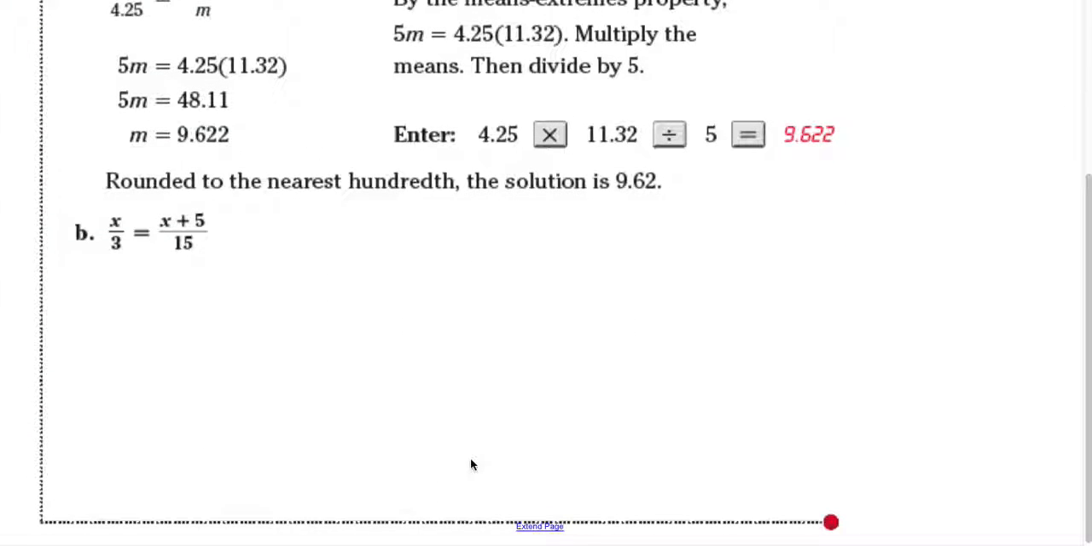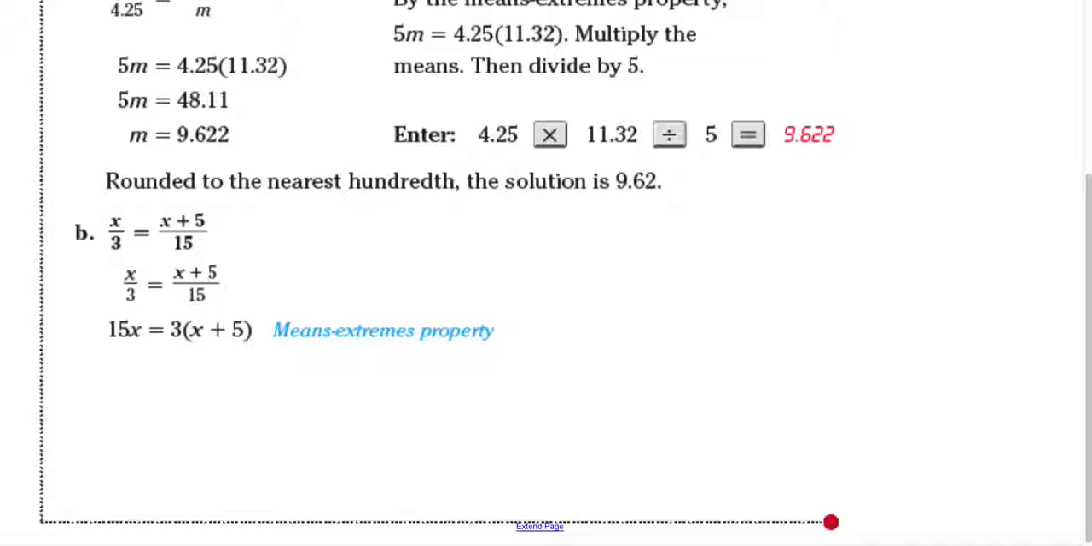Okay, let's take a look at example B. This time we're not going to use a calculator. You have x over 3 equals x plus 5 over 15, and we want to find the value of x. Again, using the means extremes property of proportions, we copy the problem first. That's a given. So x times 15 will be 15x, and this becomes 3 times x plus 5.